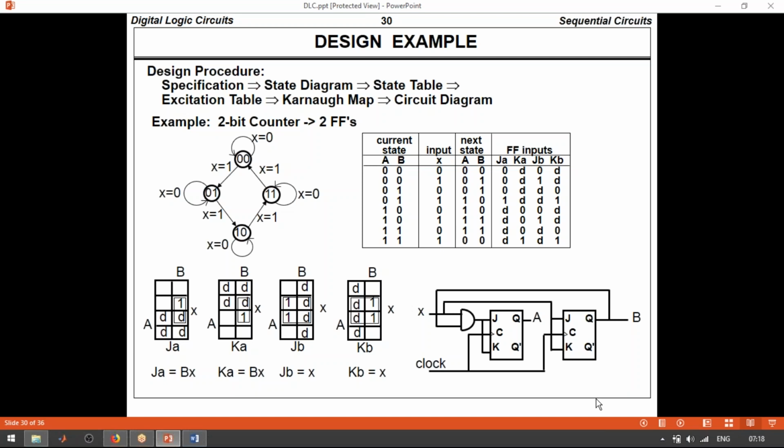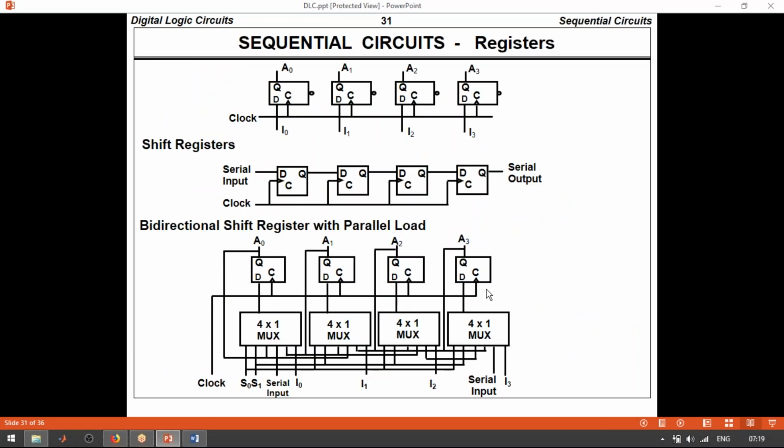And this is a clocked sequential synchronous circuit. So you have to use the common clock for all the flip-flops. If it is an asynchronous circuit, you use the clock pulse only for the first flip-flop, and we are not able to use clocks for any of the other flip-flops. That's why it is a synchronous circuit.